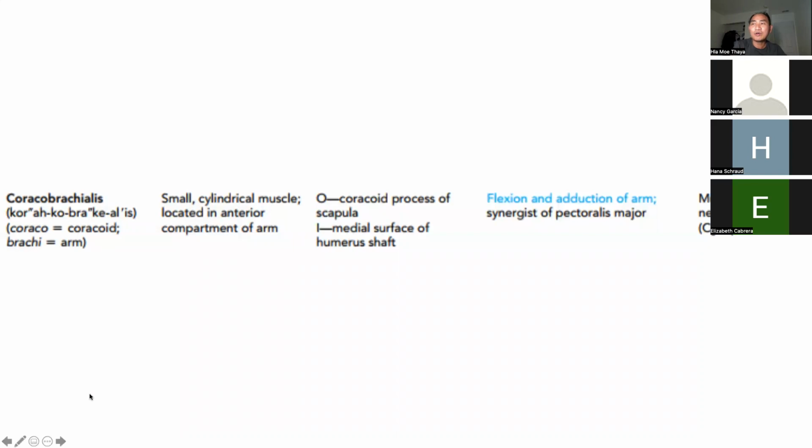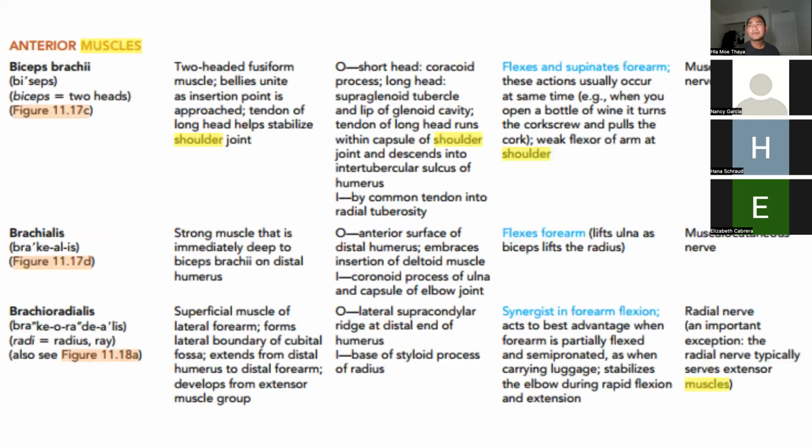Okay, so now coracobrachialis. We know the origin and the insertion. Origin: coracoid process. Insertion: medial surface of the humerus. Its action: flexion and adduction of the arm. It will go this way. So these are the origins and insertions of the biceps muscle, brachialis muscle, and brachioradialis muscle. I want you to have a go through these.